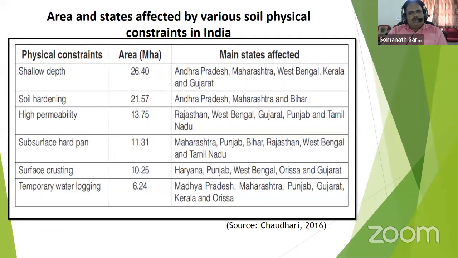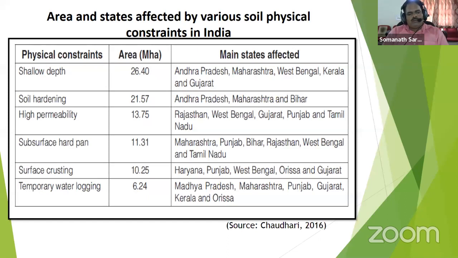These are the physical constraints. Dr. Chaudhary in 2016 reported some physical constraints of the soils and the main affected states in the country. Shallow depth, where the depth of the soil is very low, covers 26.40 million hectare area, and the affected states are Andhra Pradesh, Maharashtra, West Bengal, Kerala, and Gujarat. Soil hardening means soil becomes harder. Its bulk density is very high, and 21.57 million hectare area is affected by this physical constraint. Andhra Pradesh, Maharashtra, and Bihar are the main affected states.